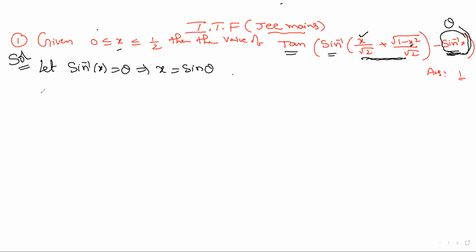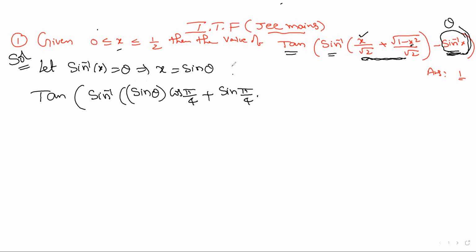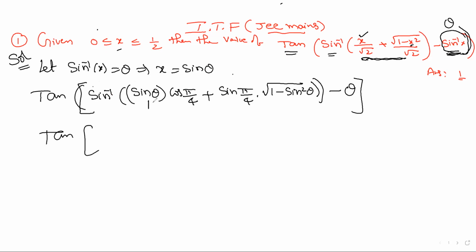Now substitute in the statement tan of sine inverse. Here we write sine theta into 1 by root 2, which we place as cos 45 degrees. Also, 1 by root 2 is placed as sin 45 degrees into root 1 minus x square. Root 1 minus x square is nothing but root 1 minus sine square theta, minus sine inverse, theta. Here we have one formula: sin A cos B plus cos A sin B. Root 1 minus sine square theta is nothing but cos theta.